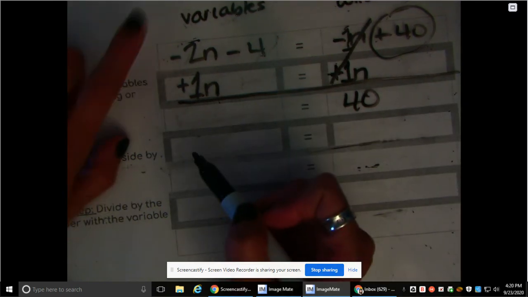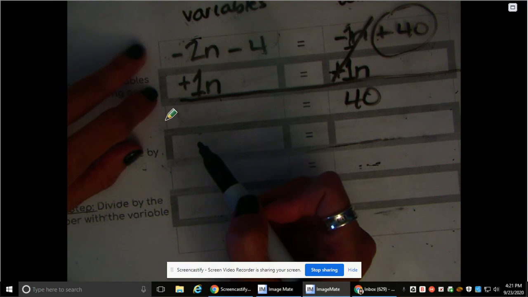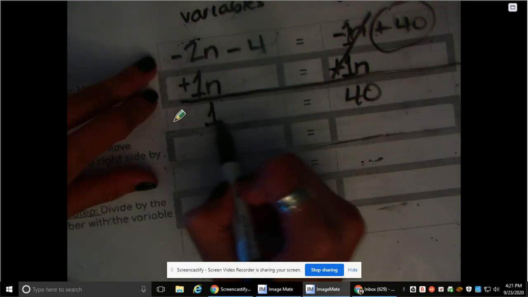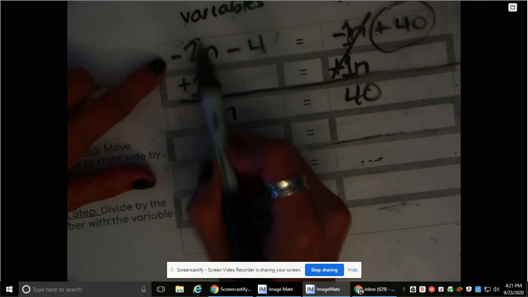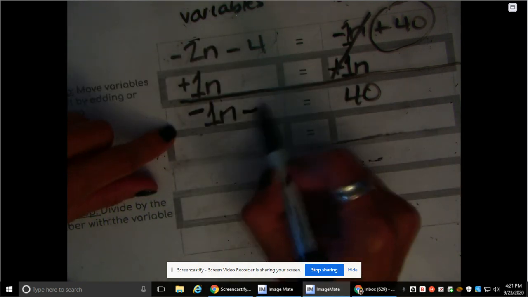On the left side, I have a negative 2 plus 1. Because the signs are different, you'll subtract the numbers. You'll get 1n, but it'll be negative because the larger number is negative. So I have a negative 1n minus 4.